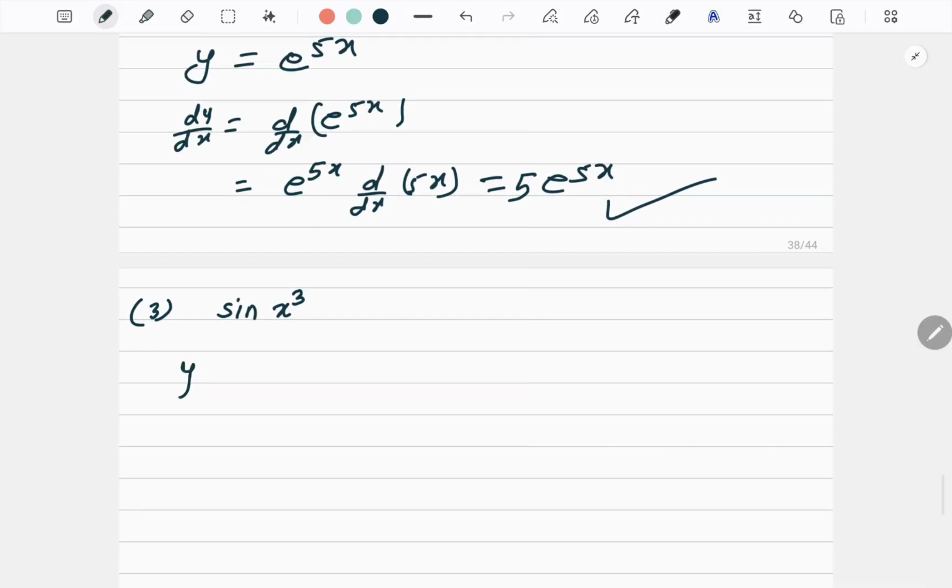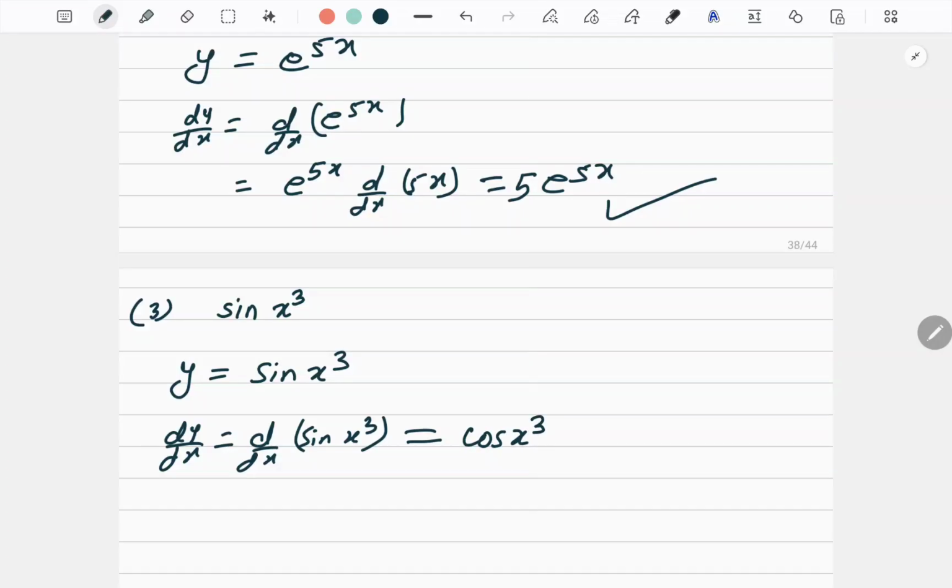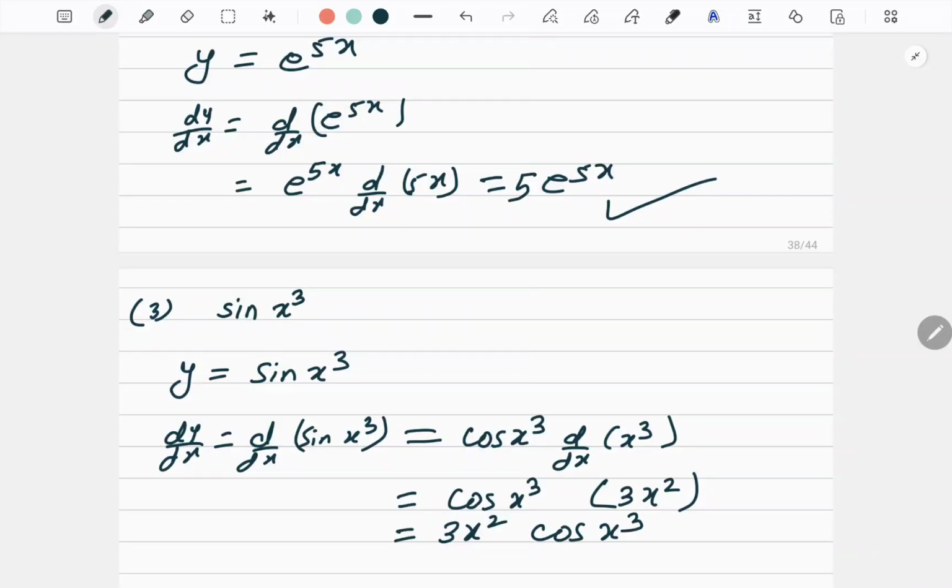Now look at the next one. y is equal to sin x cube, right? So dy by dx is equal to d by dx of sin of x cube. Now first it is hitting sine. Differentiation of sine is what? Cos. So cos x cube. Then d by dx of only x cube. So this becomes cos x cube and differentiation of x cube is 3x square. Always prefer to write it in front rather than at the back after theta. So this is the answer.